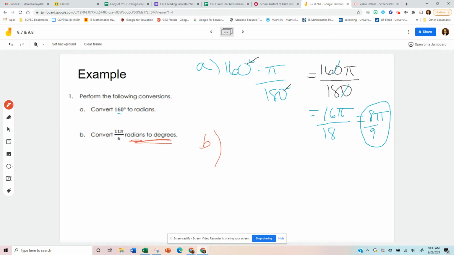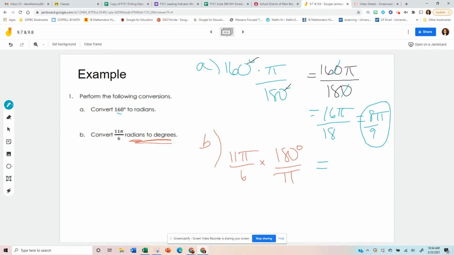So I'm going to take 11 pi over 6, which is my radian, and I'm going to multiply by the opposite of what I have up here, which is 180 degrees over pi. Okay, so then technically, since the pi's are on opposite sides of each other, the pi's are going to cancel out.